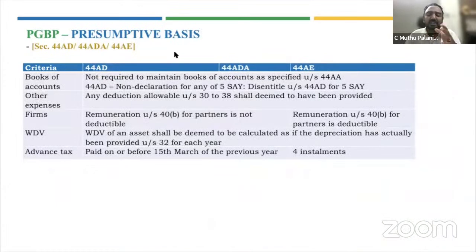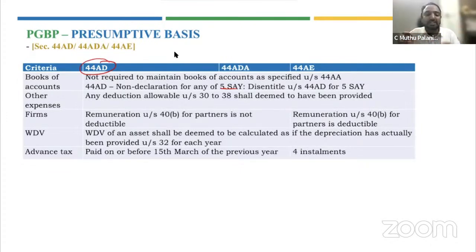Okay, the other conditions: as far as 44AD, ADA, AE, you need not maintain books of account. But if you have not followed the conditions specified in 44AD, then you are not allowed to choose 44AD for the next 5 years, which means for the next 5 years, you will have to maintain books of accounts. Till then, you need not maintain books of account.